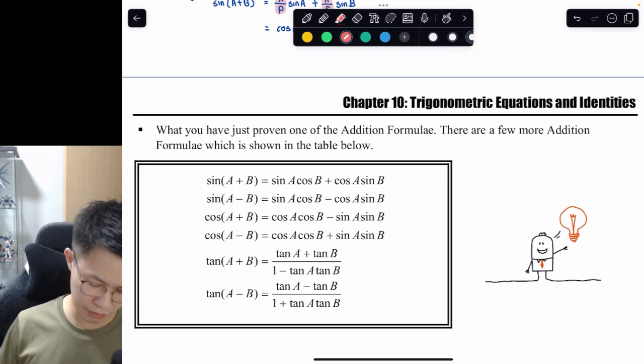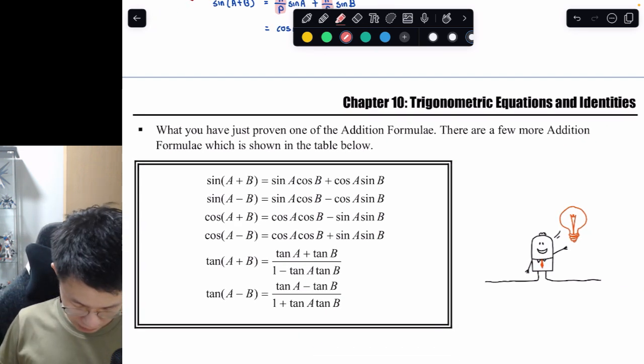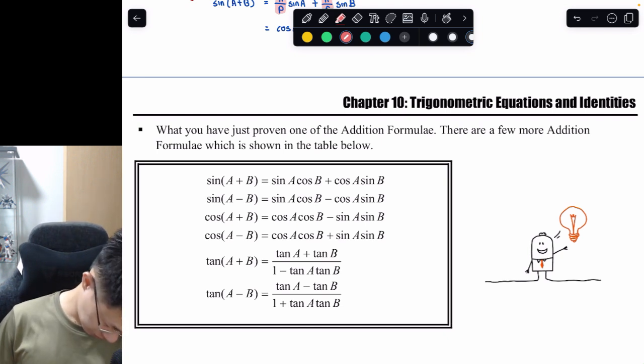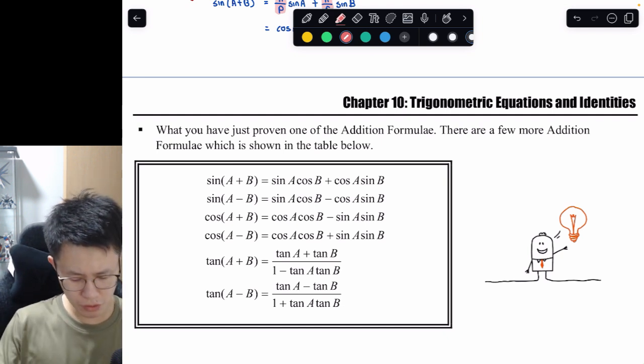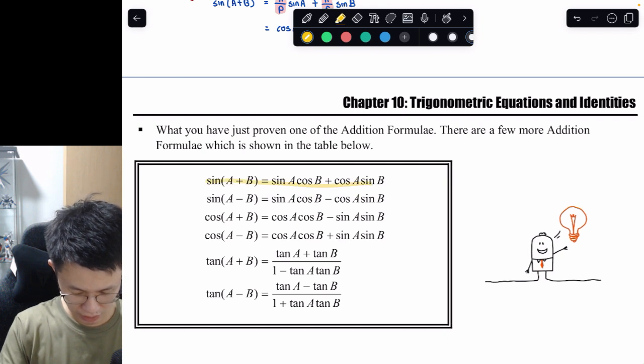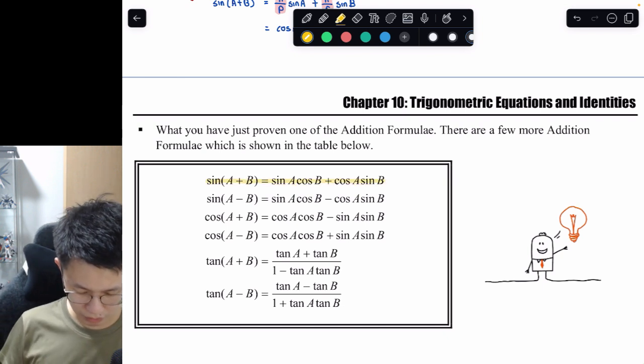This is the list of trigonometric identities that will be provided for you during exams. But in fact, you could actually use the same kind of proof to prove the others. So just now earlier, we simply proved the first case, right? I do challenge you all to look at it.